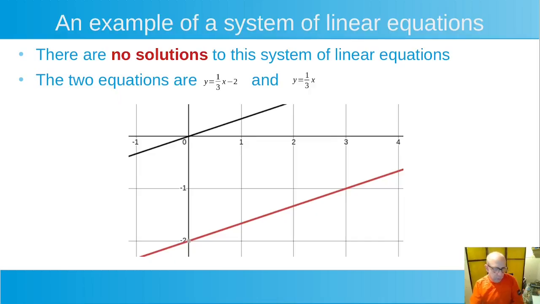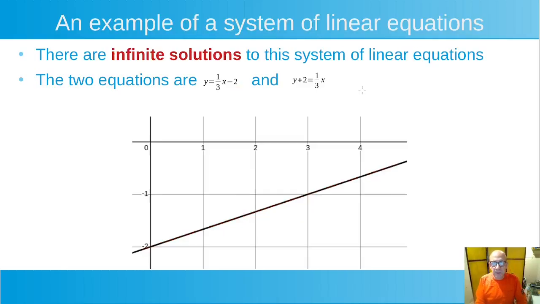If the two linear equations have the same slope, then they will not cross. Well, the same slope and different y-intercepts. This one has a -2 y-intercept, this has a 0 for a y-intercept. So if you have the same slope and different y-intercepts, you'll never cross.